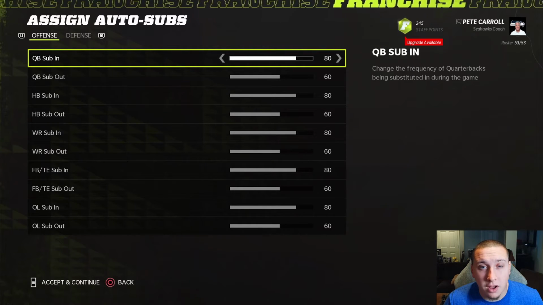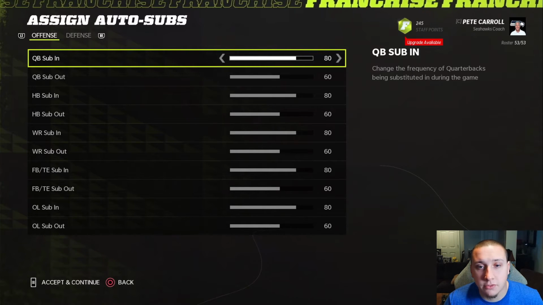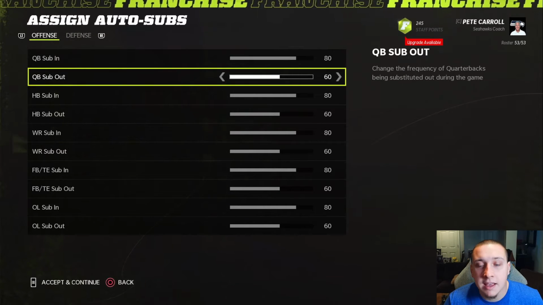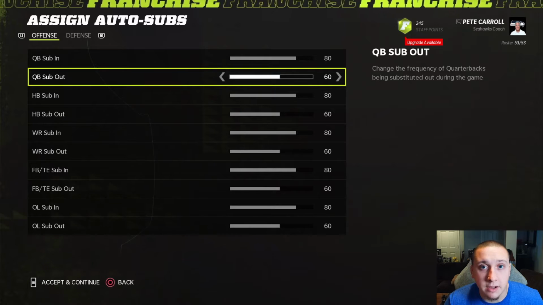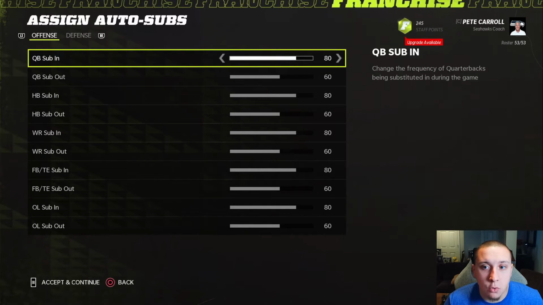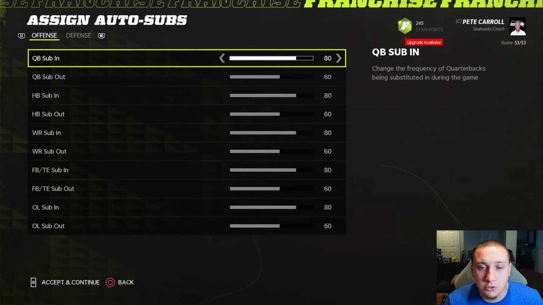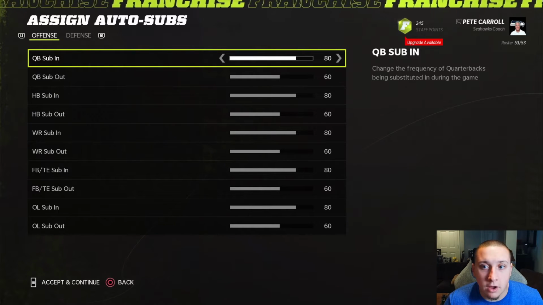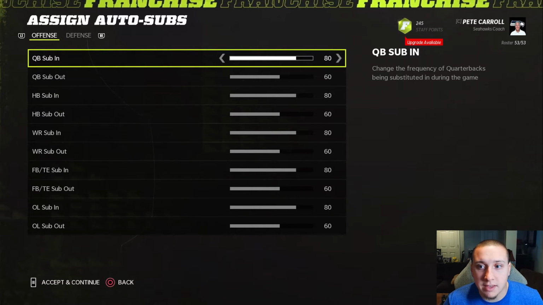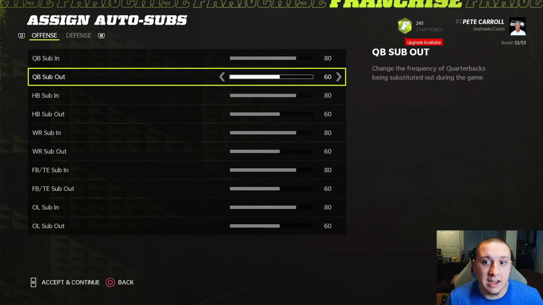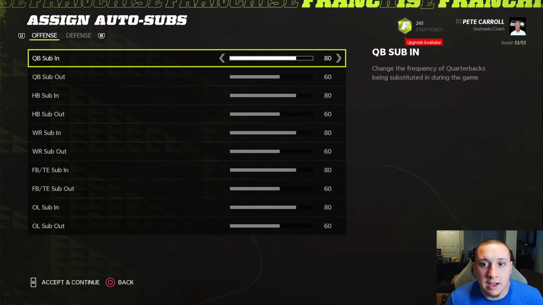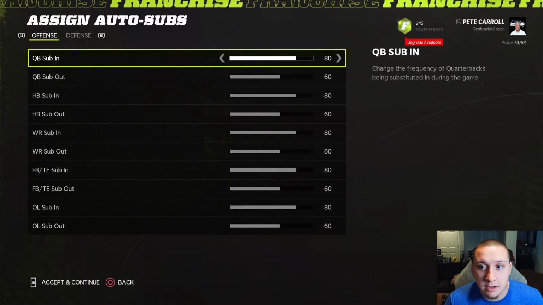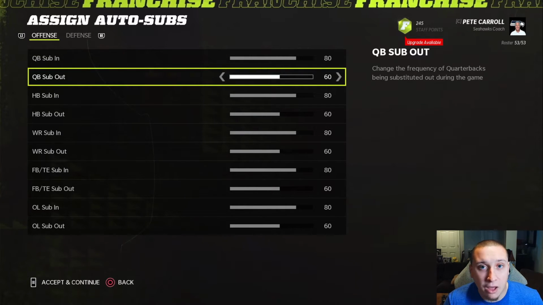Whenever you first start off here, every single auto sub slider is going to be set to a sub in amount of 80 and a sub out rating of 60. And in the top right corner, it's going to give you a description of what auto subs are doing. It says auto subs change the frequency of this position, insert any position for one of these. It is going to change the frequency of players being substituted in during that game or substituted out during that game.